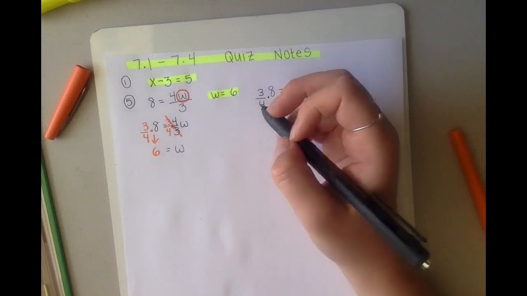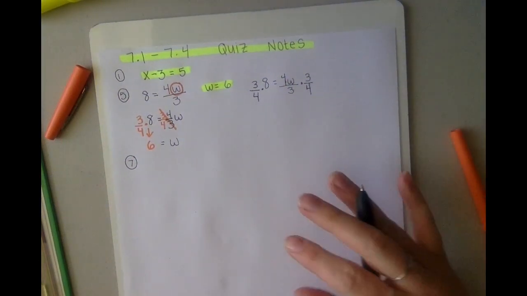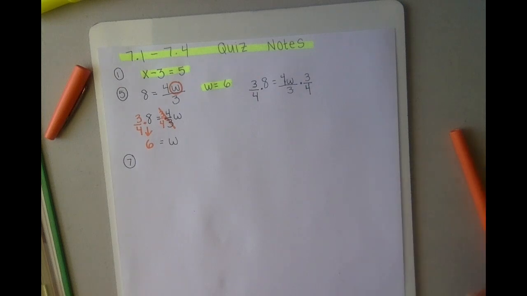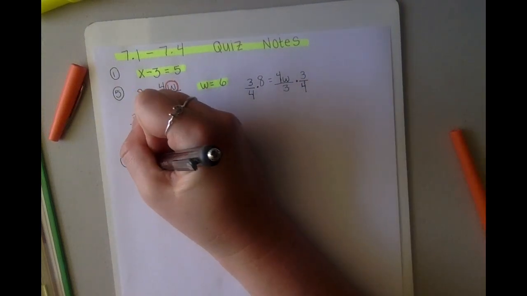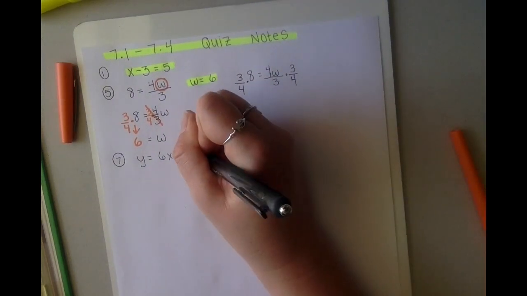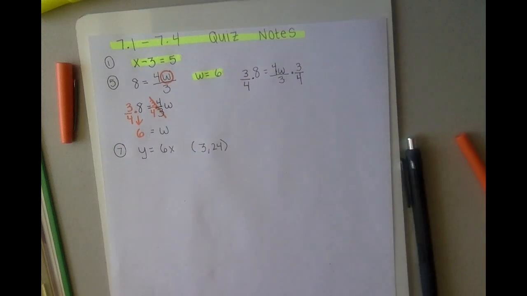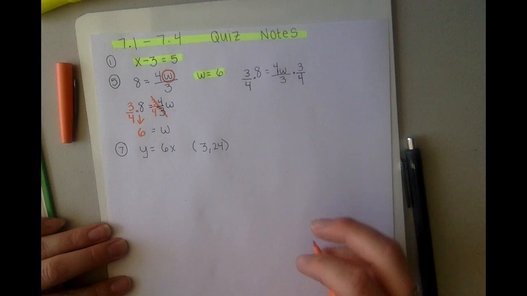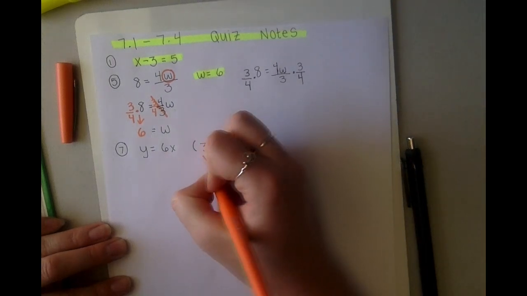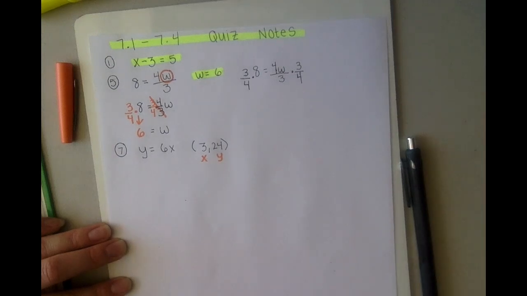All right, let's do number 7 together. So for number 7, again, I want a yes or no. Is the ordered pair a solution? So I'm given an equation like y equals 6x, and then you're given an ordered pair, 3, 24. And remember, your ordered pair, this is always going to go x then y, x then y. So I know that 3 is x and 24 is y. So now I plug these in and I see if it will be true.